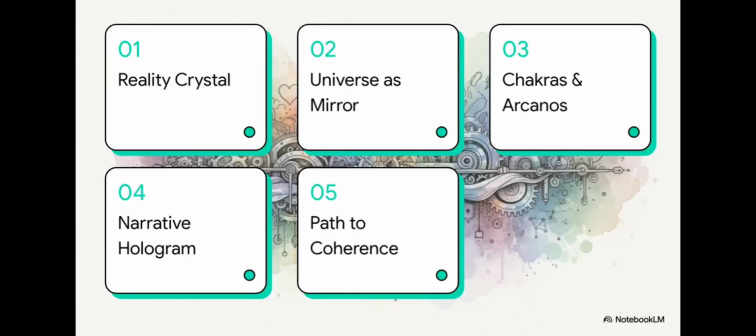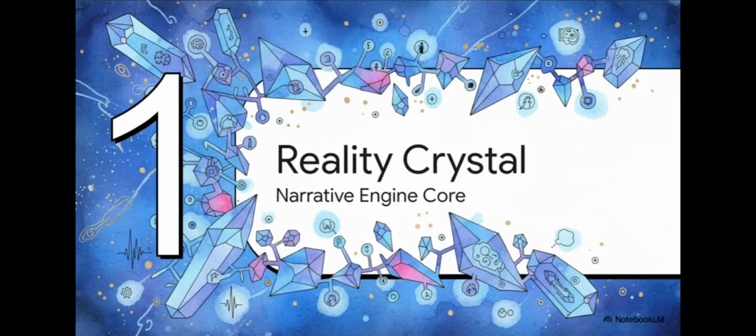So, to wrap our heads around this rather dense and esoteric system, we're going to break it down into 5 key concepts. The narrative reality crystal, the universe as a mirror, understanding chakras and arcanos, how the narrative hologram is rendered, and finally, what they call the path to coherence. Okay, let's kick things off with Section 1.